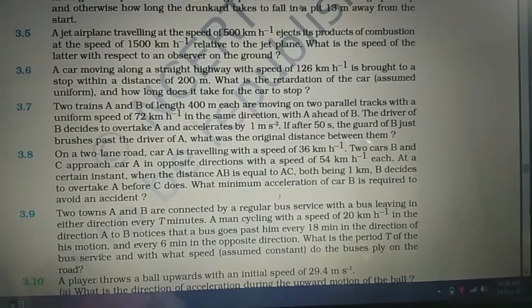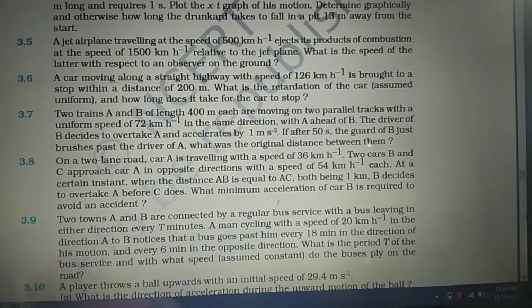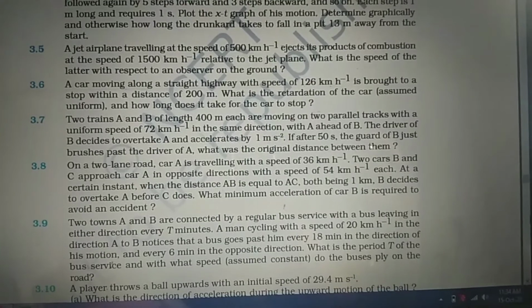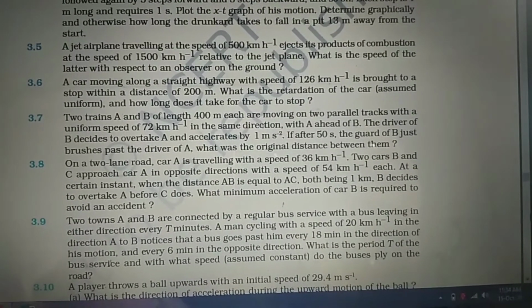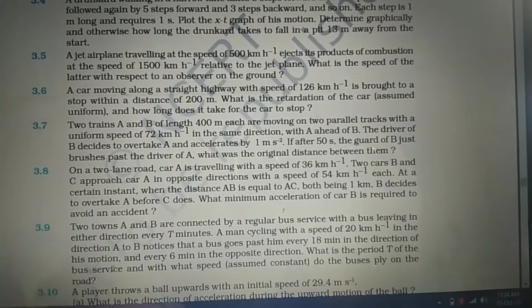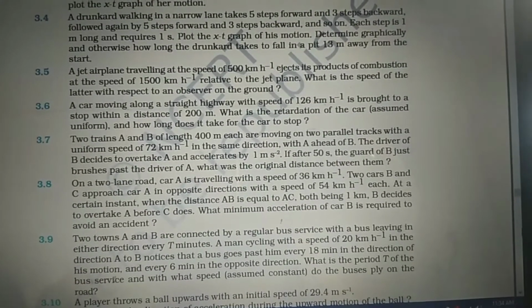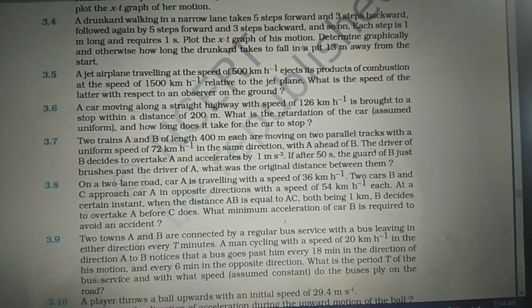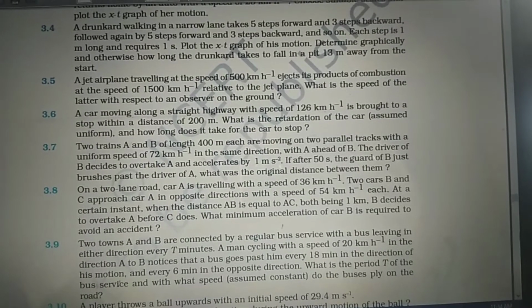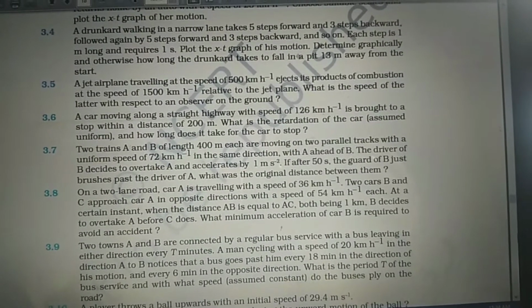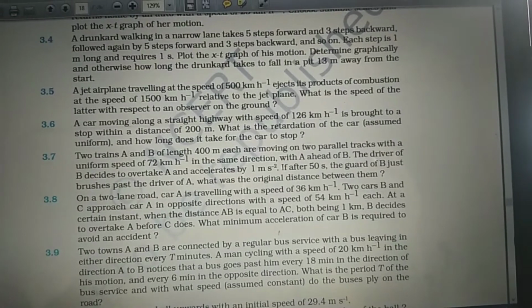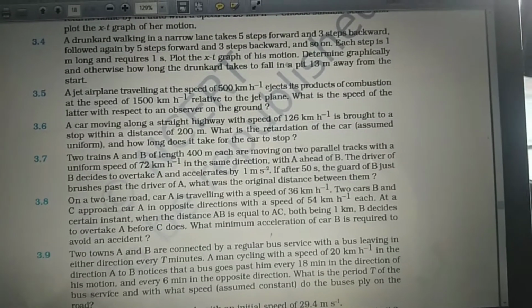Yes, students, now the next exercise is 3.8, that is the application of your relative velocity. On a two-lane road, car A is traveling with a speed of 36 km per hour. Two cars B and C approach car A in opposite directions with the speed of 54 km per hour each.